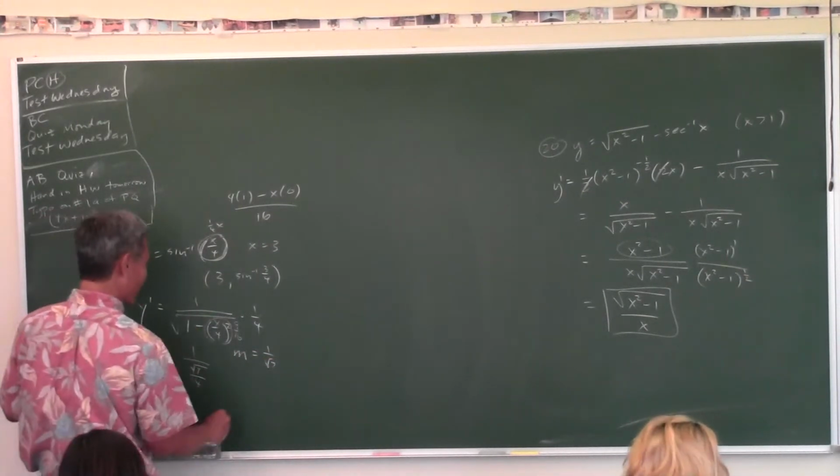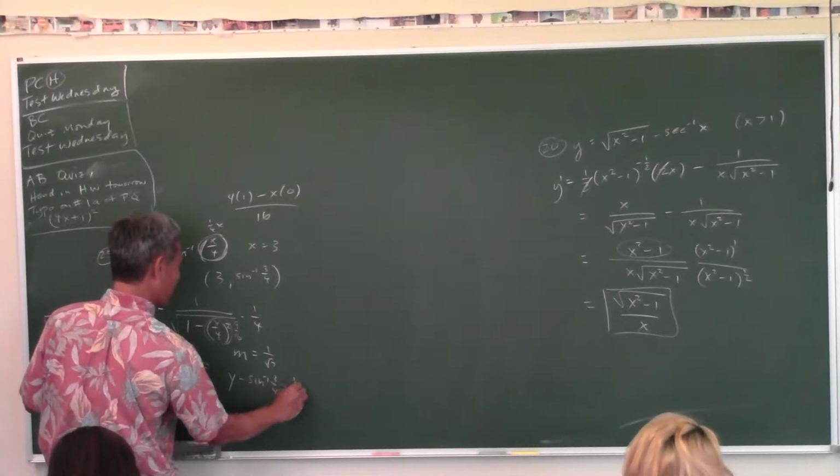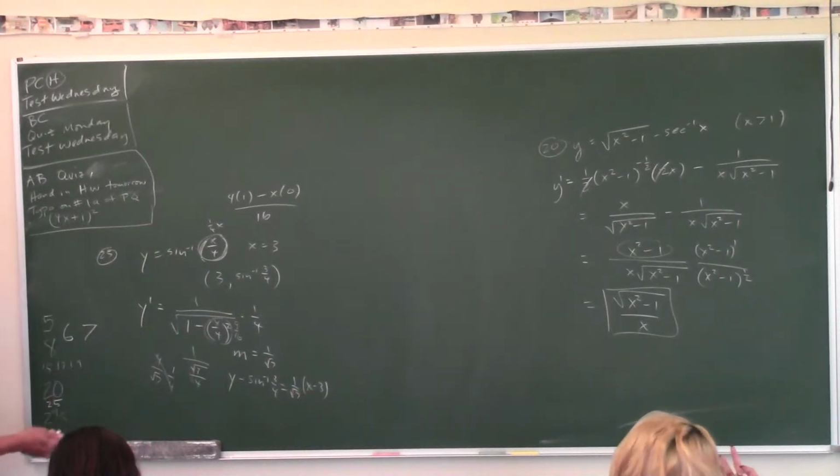So then just do point slope form. Y minus the y coordinate is equal to the slope times x minus the x coordinate. See, it doesn't matter how ugly it is, you just do it.